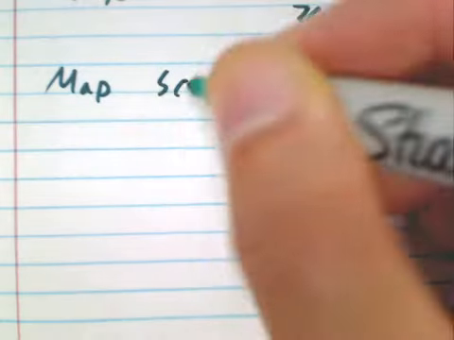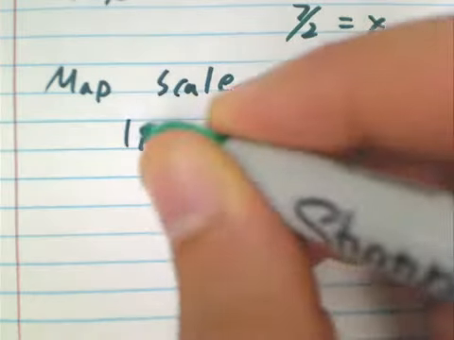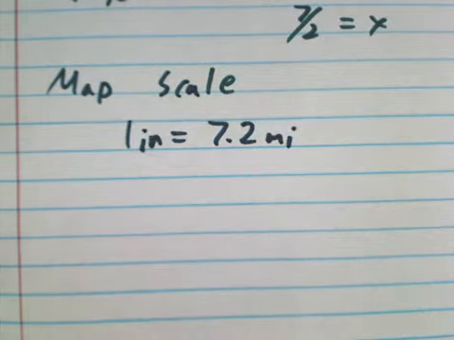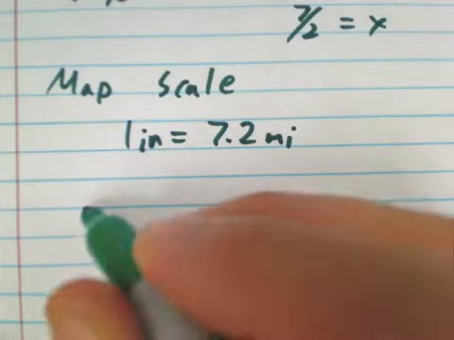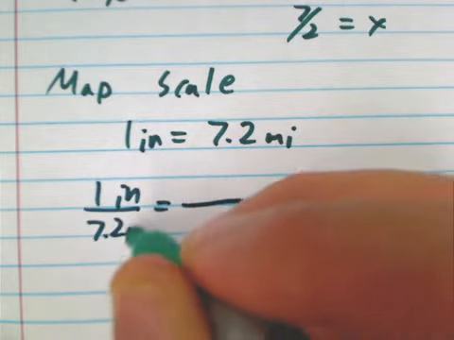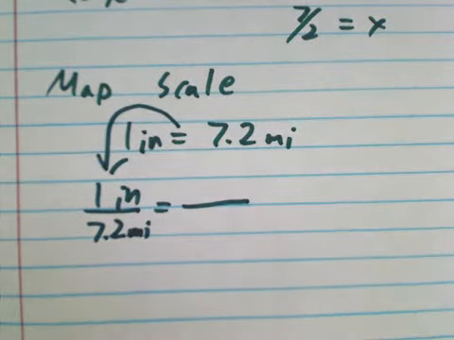We're talking about scale on maps. If you have a map with a scale, it'll be something like 1 inch equals 7.2 miles. Obviously the map doesn't represent reality exactly. It's a smaller copy of it, and you can solve problems like this using a proportion. First, to do the scale, I'll say 1 inch is 7.2 miles. I just fill in the scale in the first fraction.